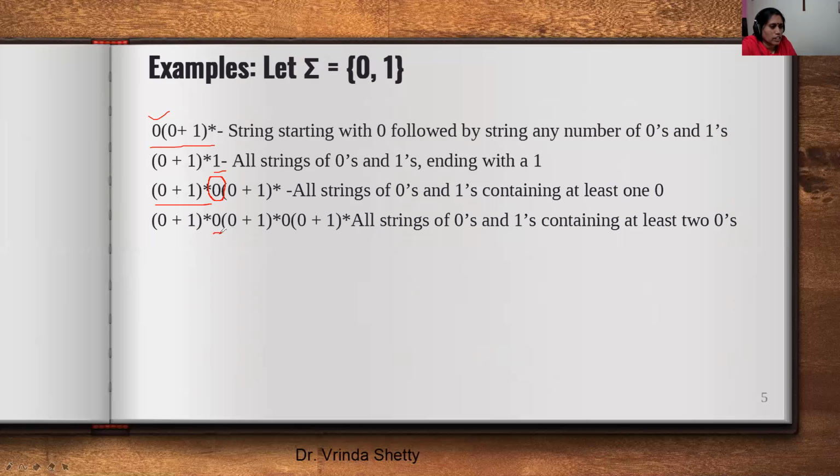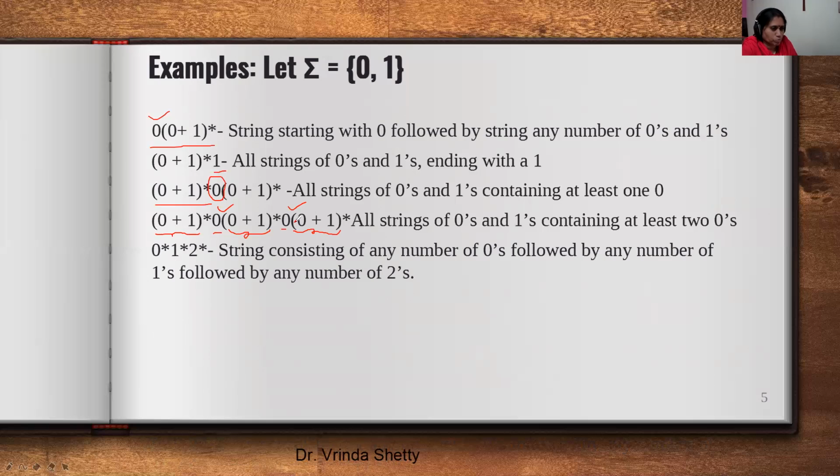In the same way, here you can see 0 0. Any number of zeros and ones containing at least 2 zeros. The 1 will be there or may not be there, as it is star; it may be epsilon also. This is also star. Here it can have any number of zeros and ones, here also any number of zeros and ones. But there is a minimum of one 0 here, and here also a minimum of one 0. So it is going to accept all the strings containing at least 2 zeros.